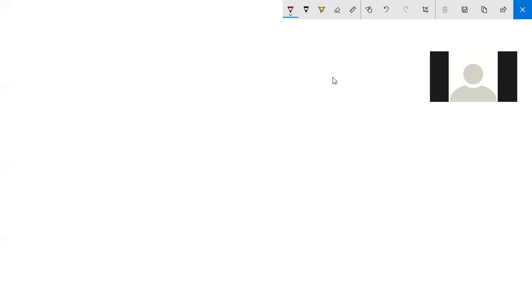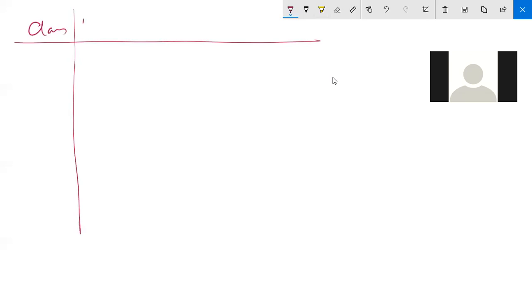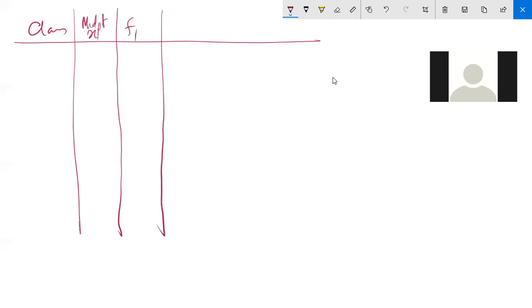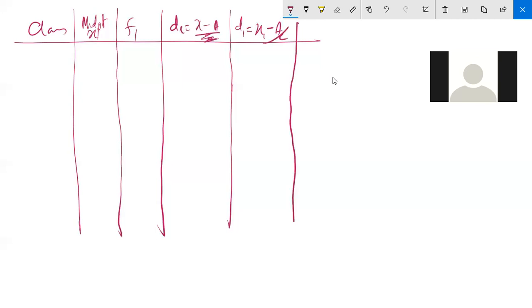Okay, let us start. Age in years, the class, then midpoint x, then f of i, then d of i. Let us see, d of i is better if it is assumed mean by C or without C. Let us first do d is x of i minus a, then d of i is equal to x of i minus a by C. Let us see how it comes. Then we will do fi di, then we'll do fi di squared.